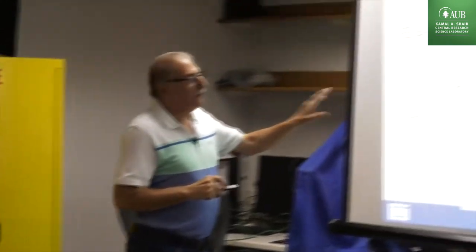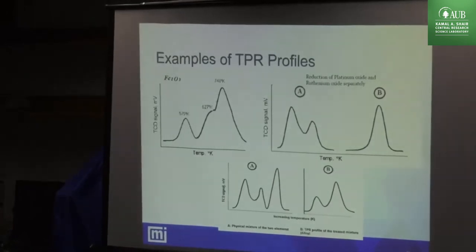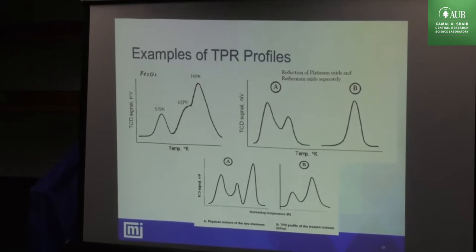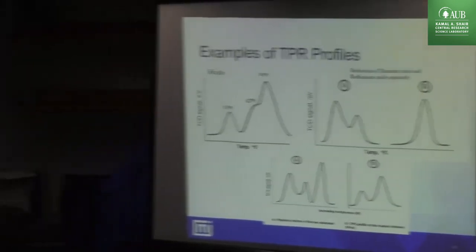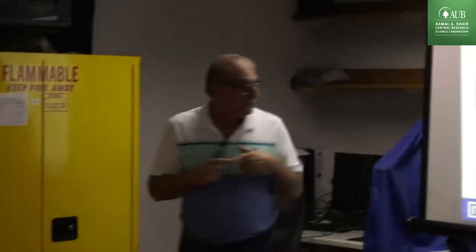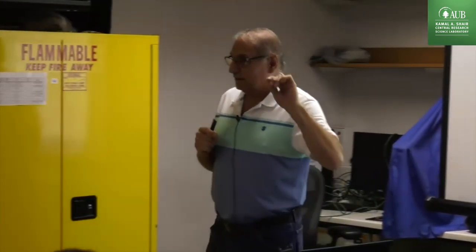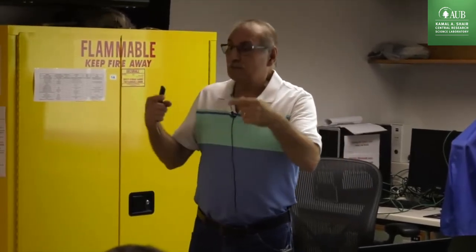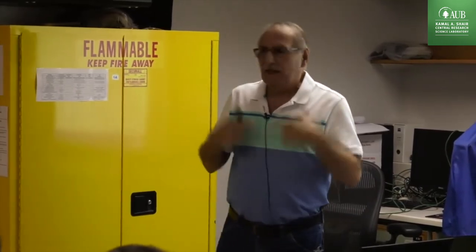Here is a TPR profile. It can give you information about whether, if you have two metals, for example, you have any synergy between them. Well, you're very young people. In my age, when I was working like you, there was a big problem with the cobalt and molybdenum catalyst for hydrotreating. We know that cobalt has some activity, the molybdenum has some activity, but when you put them together, the activity goes three times more. And the people didn't know why.